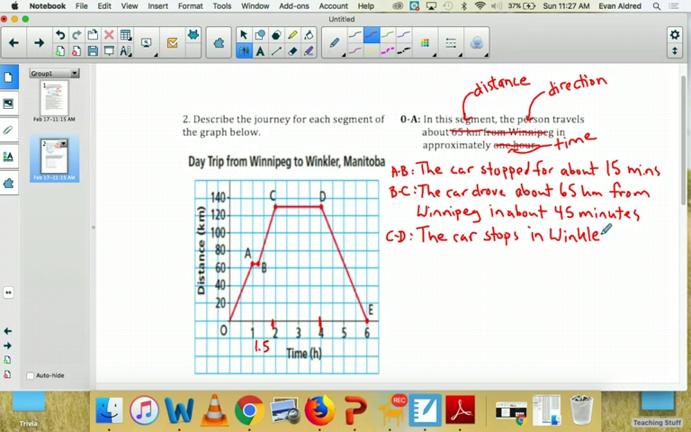So again, we're as specific as we can be. We know where they are, so we'll include that for 2 hours.